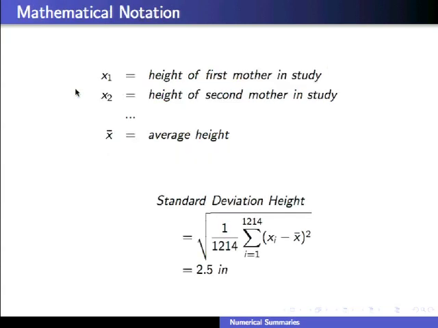Mathematically, putting in the notation, again, we bring back our x1 to represent the height in inches of the first mother in the study, x2, etc. Now we've got x bar, which is our mean. Again, our sigma notation says sum from i equals 1 up to 1214. Now I've got my xi, x1 would be the first mother. Subtract the x bar, so that's my deviation. Square it, sum them up, divide by the total number, and take the square root. So that's how we represent it in much more compact form, when we don't want to write out all 1,214 numbers.